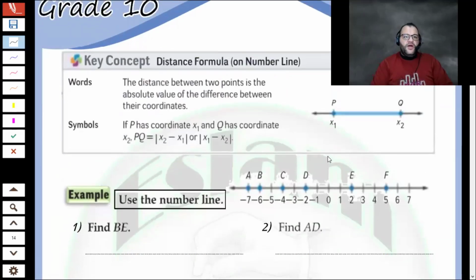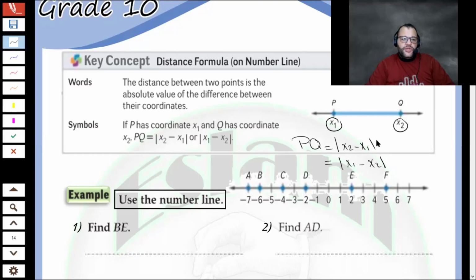So how can we find the distance between any 2 points? If you have 2 points on a line segment, you can measure it using a ruler. But if you have 2 points on the number line, how can we find it? Suppose that we have points x1 and x2. To find the length of PQ, it equals the absolute value of x2 minus x1, or it could be x1 minus x2.